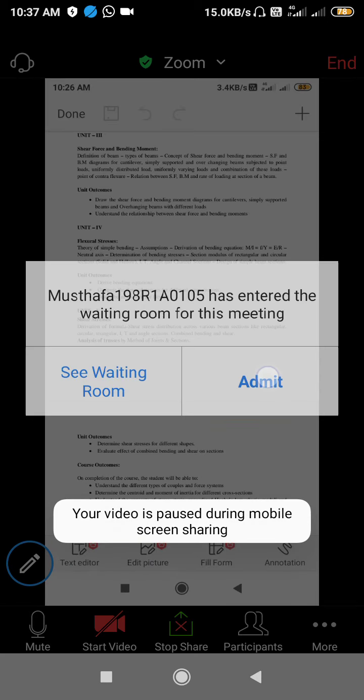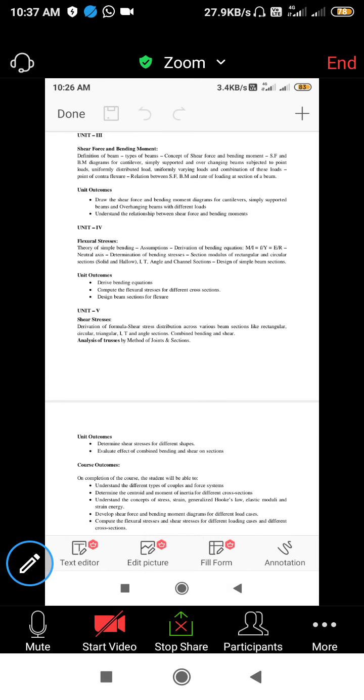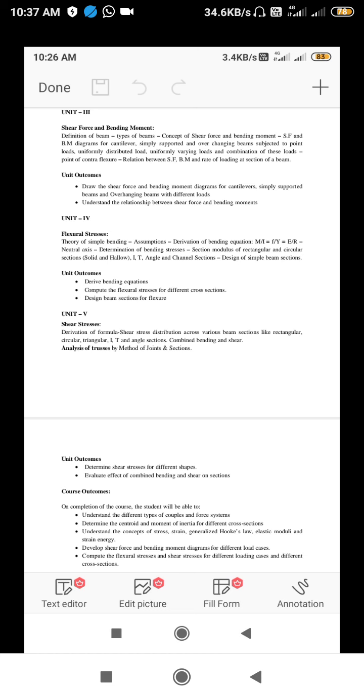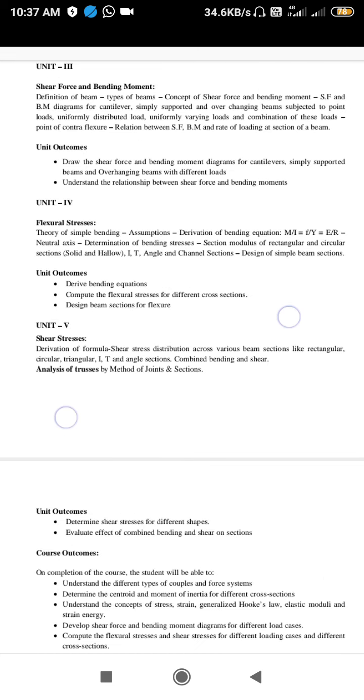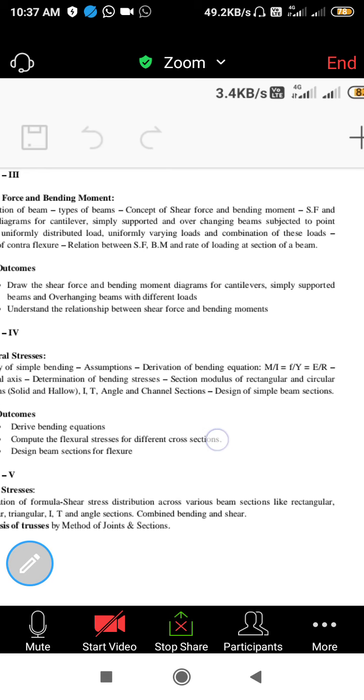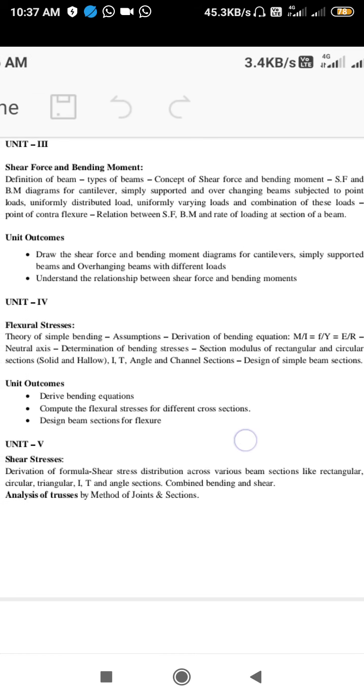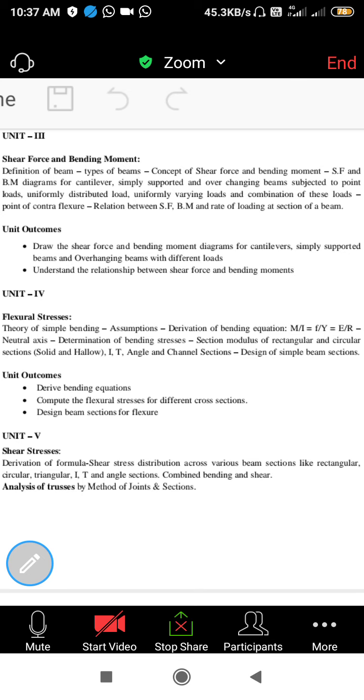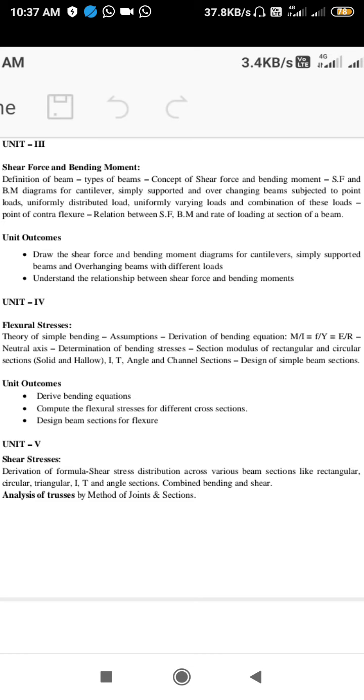So coming to the third unit, shear force and bending moment. What is the shear force? What is the bending moment? Okay. Various types of loads come on the beams, that is UDL load, point load, UVL load, overhanging loads. Okay, these are the types of loads coming on the beams.